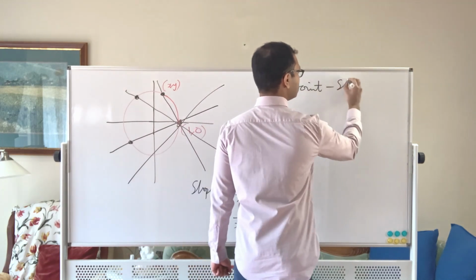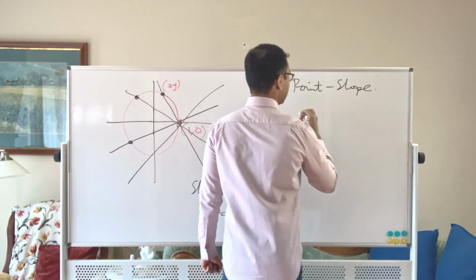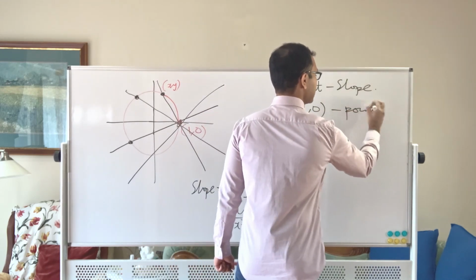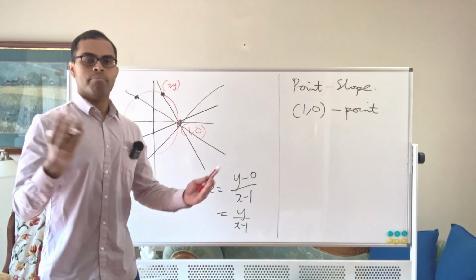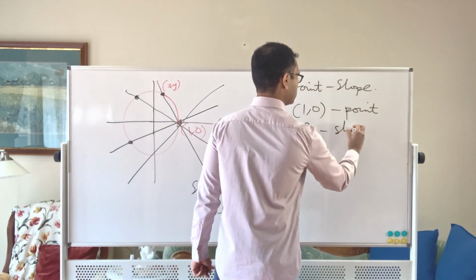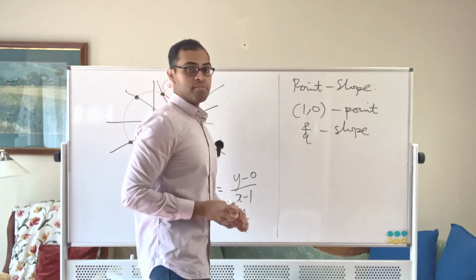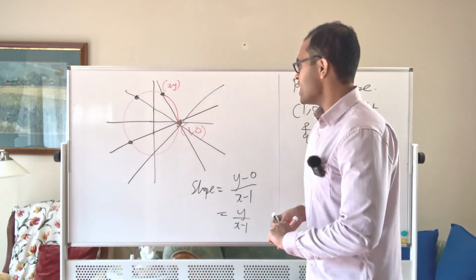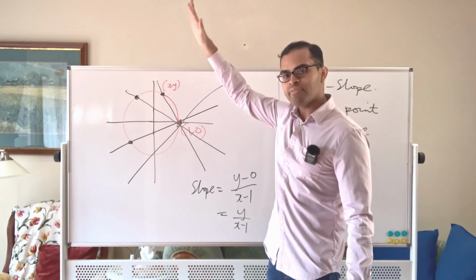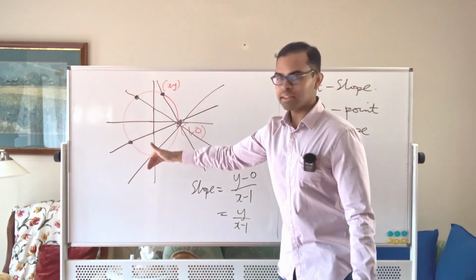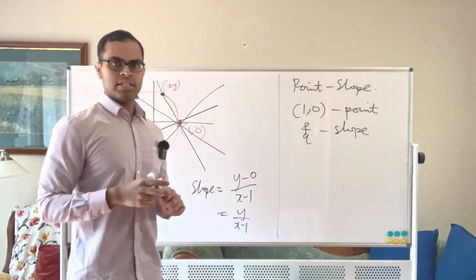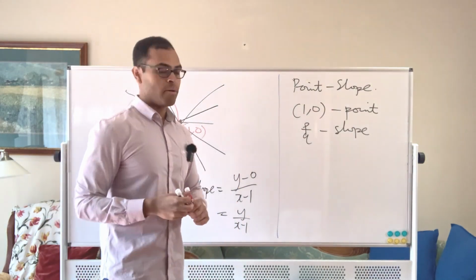Point slope form of a line: it passes through (1, 0), so that's the point, and its slope is going to be some rational number, P over Q. P over Q is the slope. Now if we're trying to visualize this, if the slope is negative, it's going to cut the circle in a point above the x-axis. Otherwise, it's going to cut the circle in a point below the x-axis. But we are not going to think about that just yet. We're going to write down the point slope form of the line.